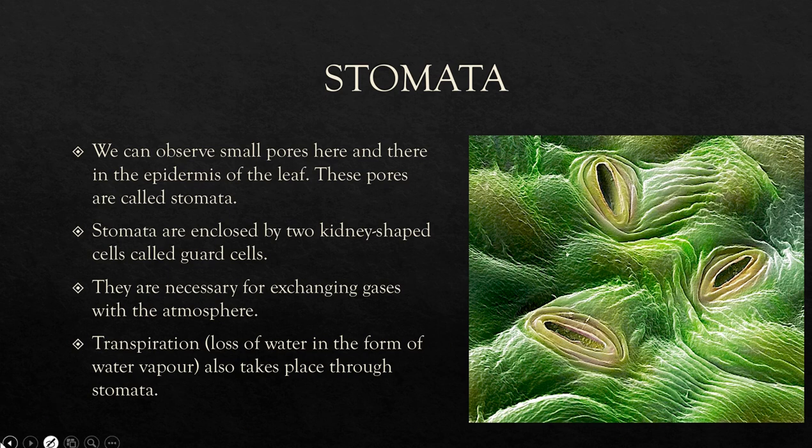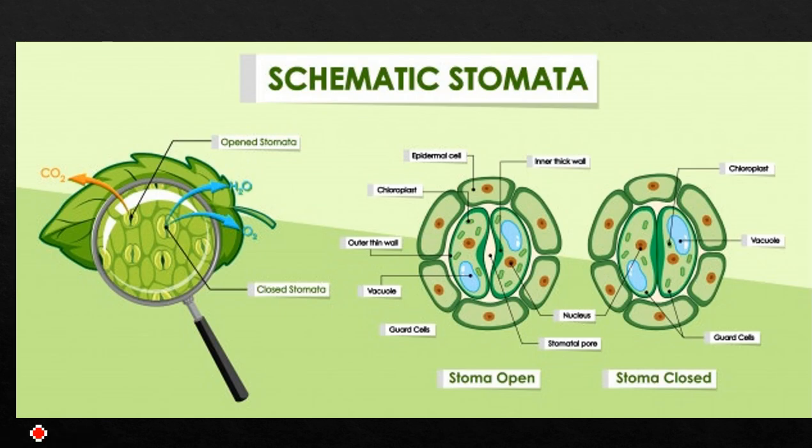Here you can observe that small pores are present here and there in the epidermis of the leaf. These pores are called stomata. The stomata are enclosed by two kidney-shaped cells called guard cells, and they are very necessary for the exchange of gases during photosynthesis, and also help in transpiration, that is the loss of water in the form of water vapor.